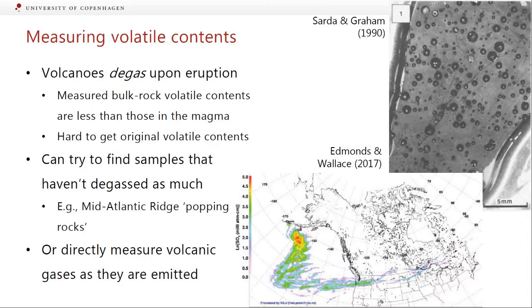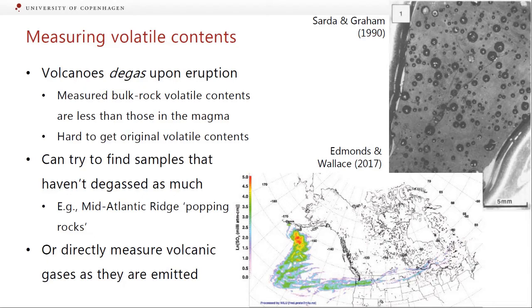All right, so I'm just going to talk about the variation in volatile contents between some different tectonic settings, but first we'll start a bit with how we actually measure these, because it's a bit more complicated than just measuring normal major, minor, trace elements in a rock. And the problem here is that volcanoes degas upon eruption. So if we just take a rock and we measure the concentrations of volatile elements in the rock itself, they're always going to be lower than what was in the original magma. So it's quite hard to get at these original volatile contents.